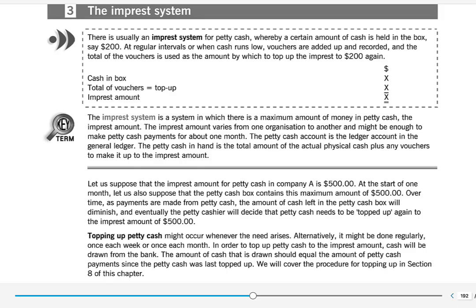5. How we know how much to top up. In the imprest system, we do not guess. We calculate the top-up amount like this. Total vouchers for payments made equals the amount needed to top up. So if vouchers and receipts show that $100 was spent, then we top up with $100. After that, the petty cash box goes back to the imprest amount.